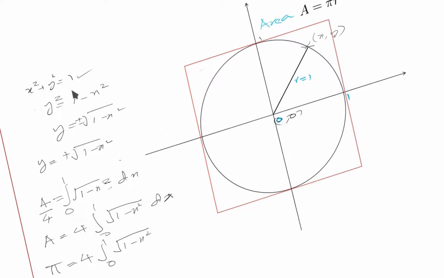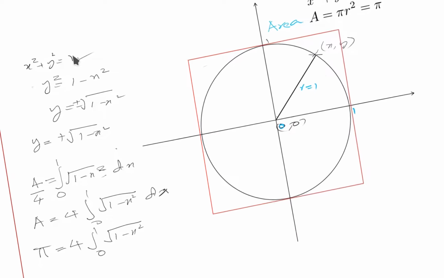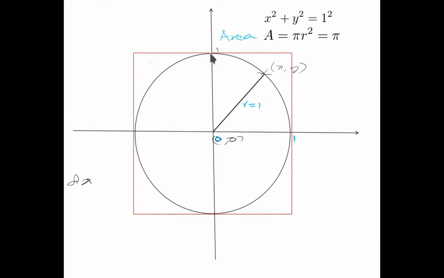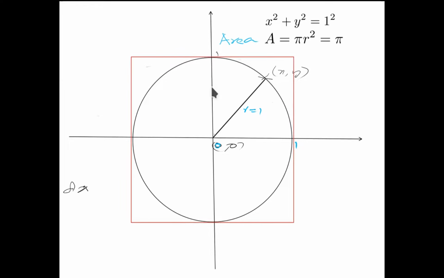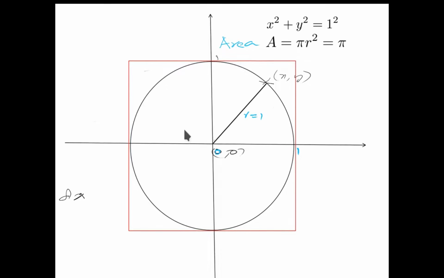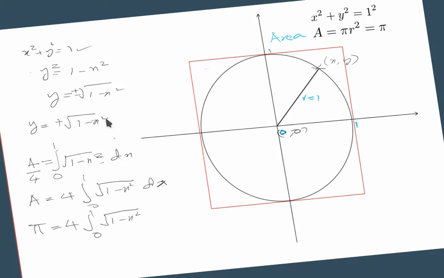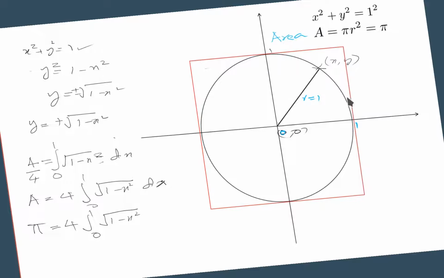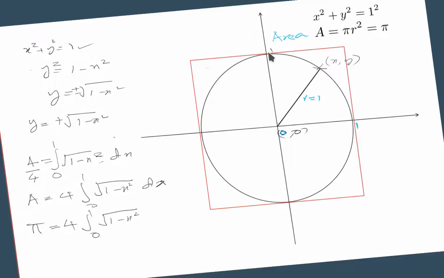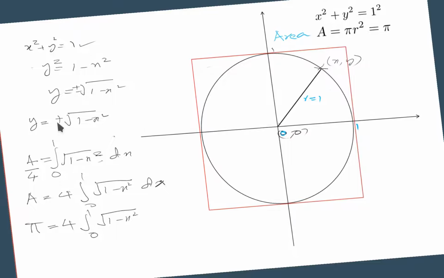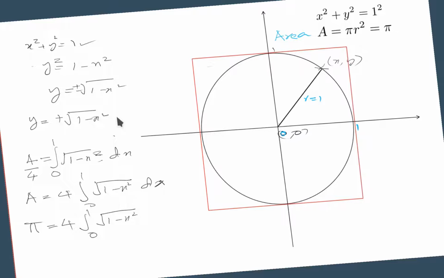The equation of the circle is x square plus y square is equal to 1. So y square is equal to 1 minus x square. We only consider the first quadrant. Then y is equal to positive root of 1 minus x square. So this curve, the part of the circle within the first quadrant, is y is equal to plus root of 1 minus x square.